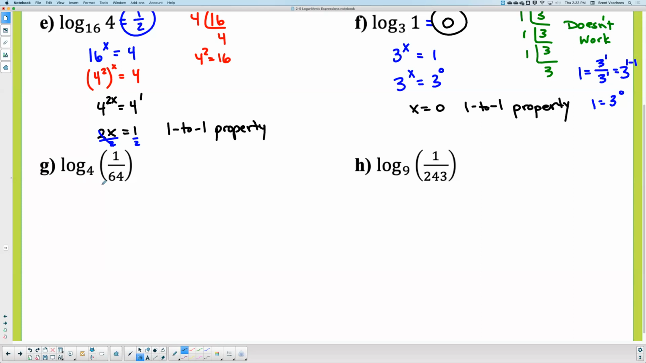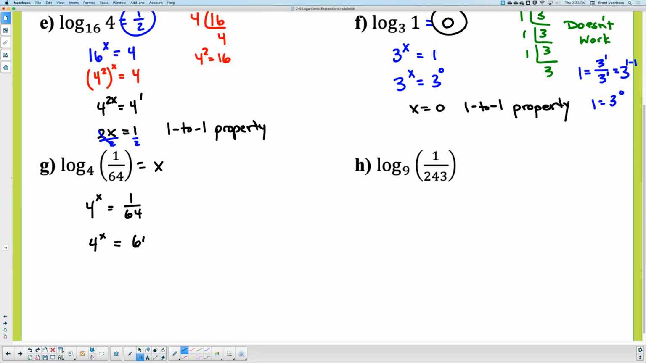All right, let's take a look at G here. To solve this, I'm just going to say this is equal to x. All right, talk me through it. What would you do first? 4 to the power of x equals 1 over 64. Uh-oh, my battery. There he goes. Back. 4 to the x equals 1 over 64. I'm going to use an exponential rule here. Do y'all remember what we can do with a negative exponent? Good.